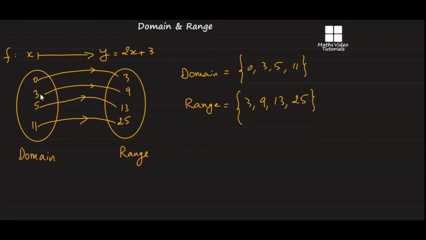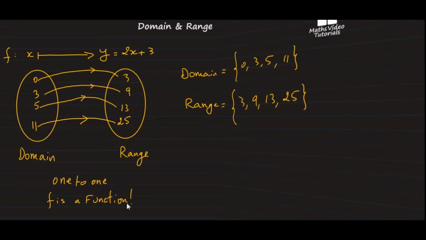So now for the type of mapping, you can see this is clearly one-to-one. So it is a one-to-one mapping, so it is a function. So f is a function. Alright, so that is the definition of domain and range.